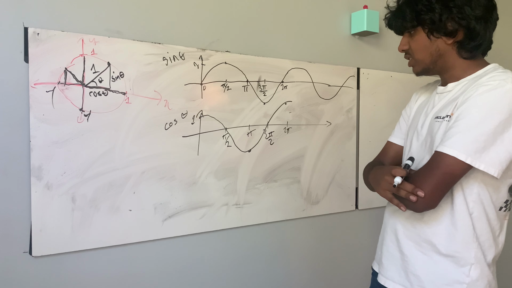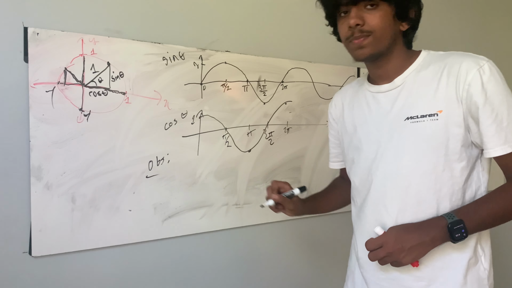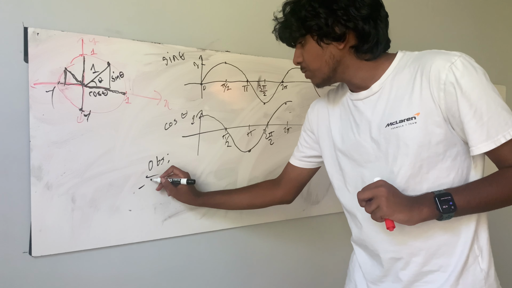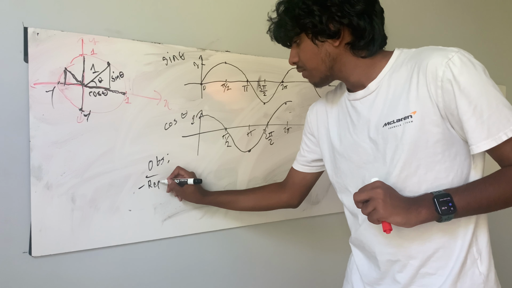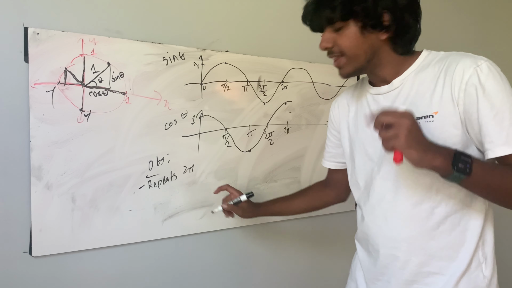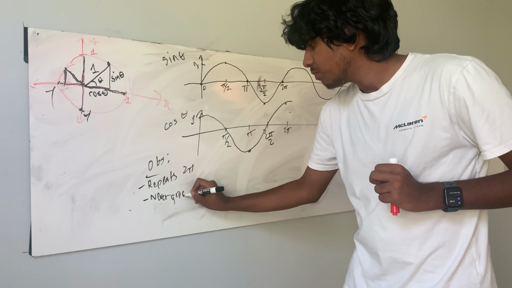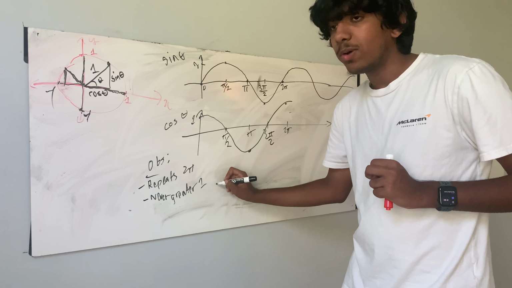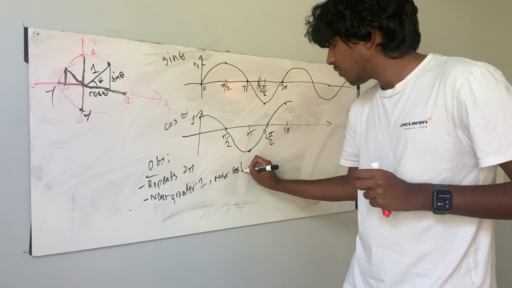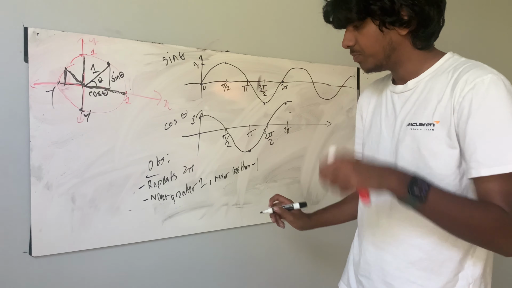Alright, let's make some observations about this graph now. We said one thing is that it repeats every 2 pi. It's never greater than 1, and likewise, never less than -1.